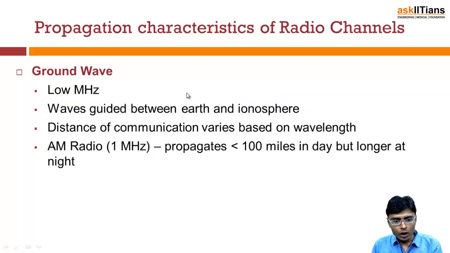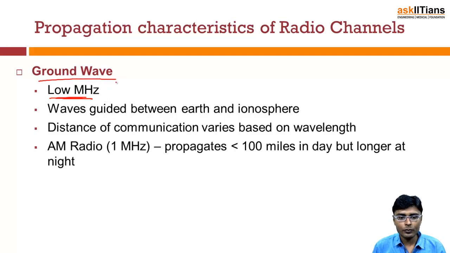So first of all, let us see the characteristics of ground waves. Basically they operate only in the low megahertz range. The signals having lower frequencies, up to the lower range of megahertz, undergo ground wave propagation. Here the waves are guided between the earth and the ionosphere.